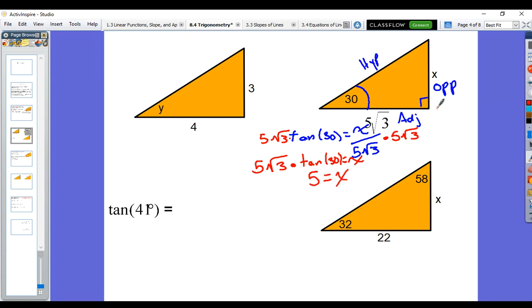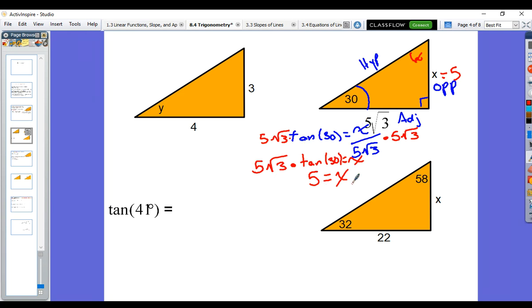I picked this specific problem because this is also a special right triangle, 30, 60, 90, where to go from the small side to the long side, you multiply by radical 3. So to go backwards, you divide by radical 3. That's why that is 5. But I wanted you to know that this is what you should get as an answer.